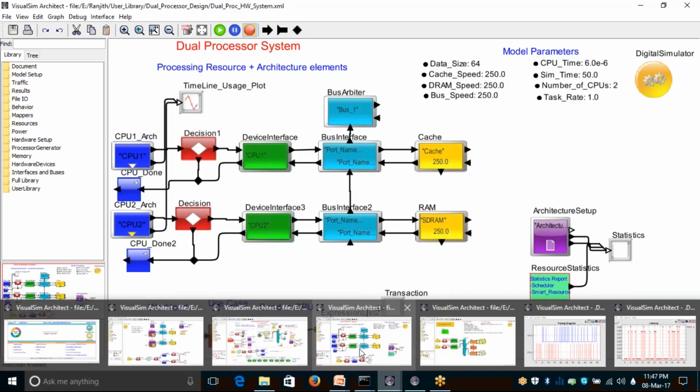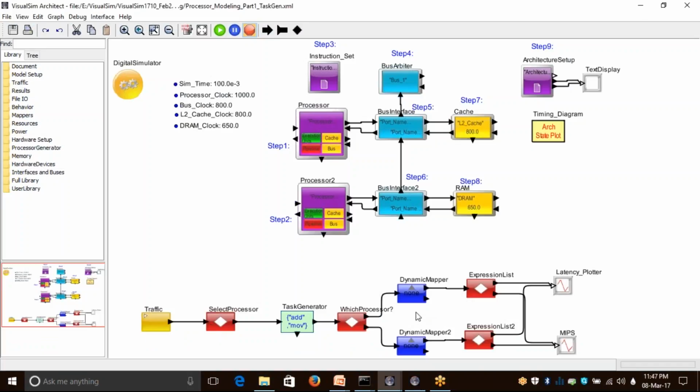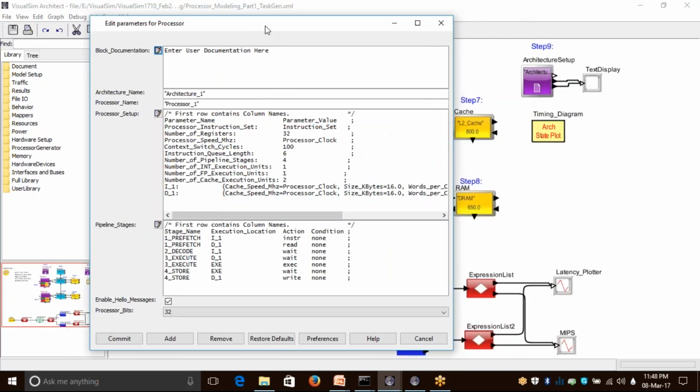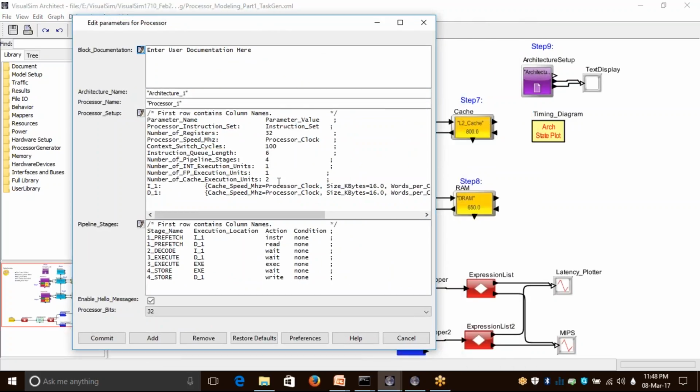So if I look at the exact same system with a cycle-accurate level model, in this case, if you look over here, the bottom sequence is quite the same. There are hardly a couple of blocks that we have added. But if you look at the hardware architecture, we have replaced a statistical system resource block with a detailed processor model. If I double click on this processor model, here we have a list of parameters that helps me to configure my processor.